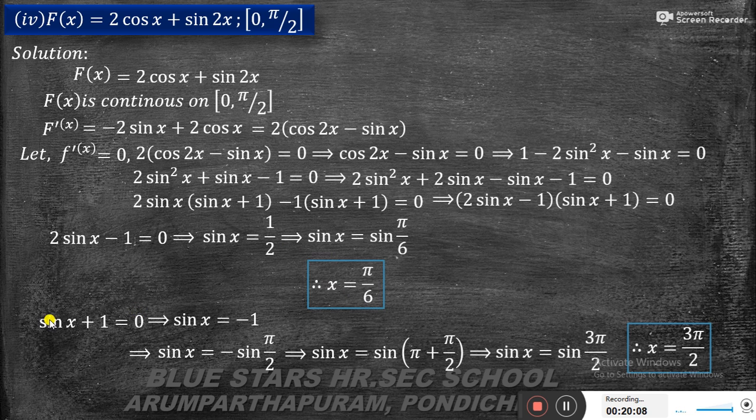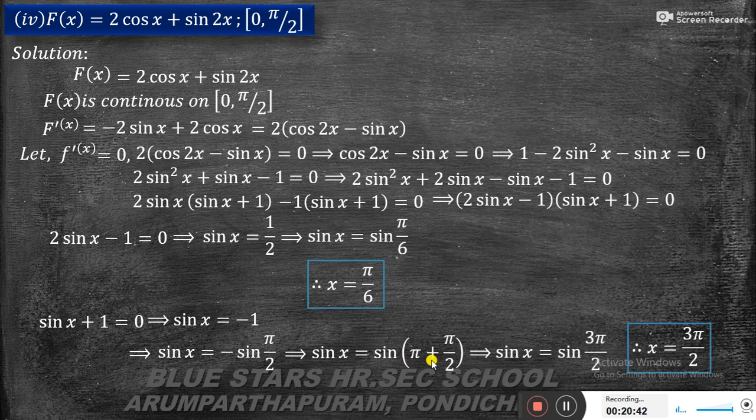So in the next factor, sin x plus 1 equal to 0, sin x equal to minus 1. So sin x equal to minus 1, which I represent by minus sin 90 degree. So minus 1 I represent by minus sin pi by 2. So this minus sin pi by 2 I write as sin of pi plus pi by 2, because this pi plus means 180 degree.